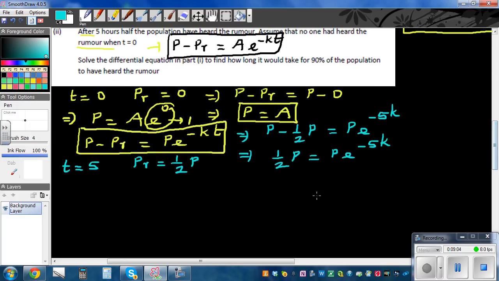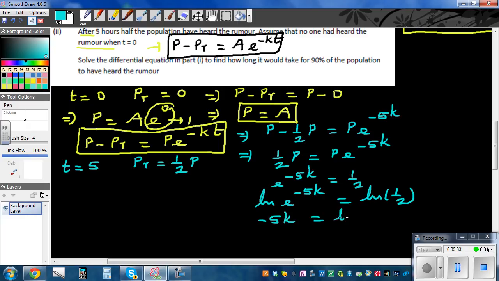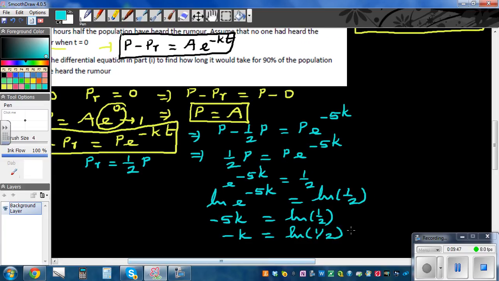Okay, so what can we do now? You can divide both sides by P, so you can say e to the power minus 5k is equal to half. So now taking natural log on both sides, natural log of e to the power minus 5k is equal to natural log of half. And using the log rule, I hope you understand, this is minus 5k is equal to natural log of half. So I can say minus k is natural log of half divided by 5, because I want to find minus k, because that's what we're looking at.